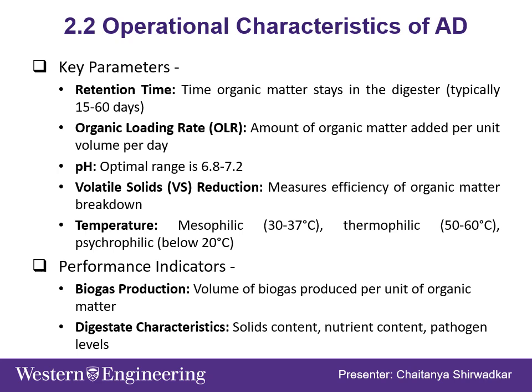Now, ultimately, the performance of an anaerobic digester is evaluated through key indicators, starting with biogas production, which is measured as the volume of biogas produced per unit of organic matter and is a primary metric. Secondly, the digestate characteristics, including solids content, nutrient level, and pathogen presence, are also important factors to consider.